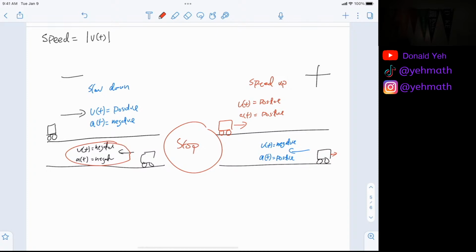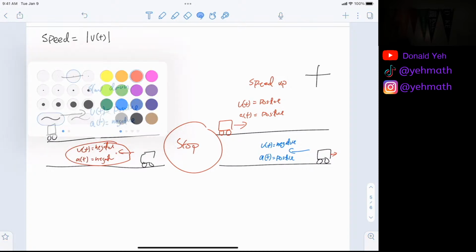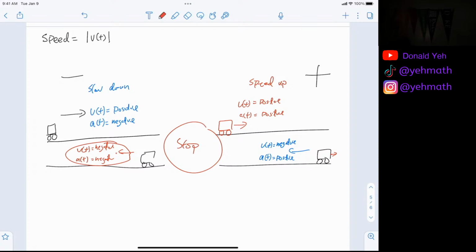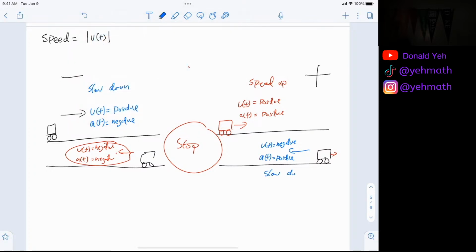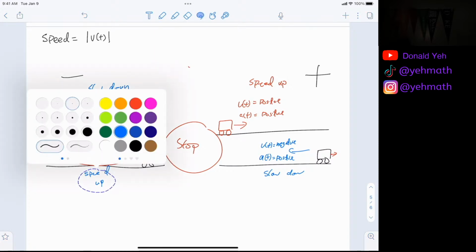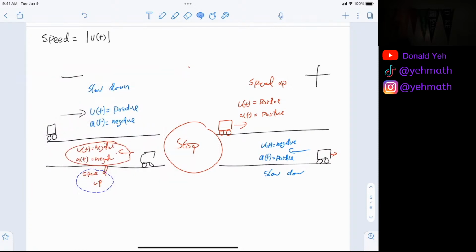Now, if you have a problem memorizing this, okay, let me write down, this is slowing down. This is slowing down. And this is speeding up. Okay, so this should be red. So that is the orientation you had to understand.